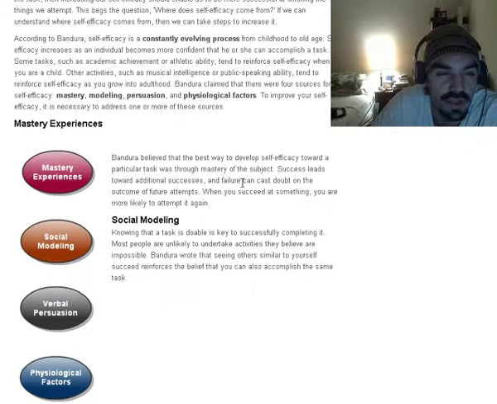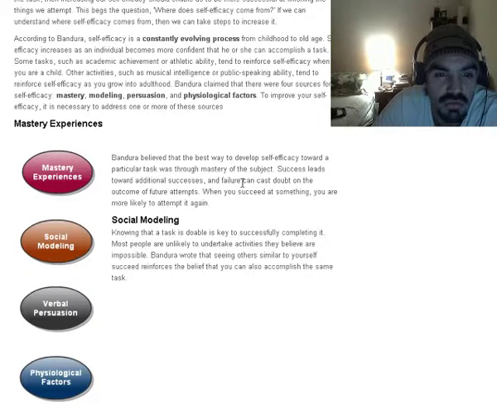According to Bandura, self-efficacy is a constantly evolving process from childhood to old age. Self-efficacy increases as an individual becomes more confident that he or she can accomplish a task. Some tasks, such as academic achievement or athletic ability, tend to reinforce self-efficacy when you are a child. Other activities, such as musical intelligence or public speaking ability, tend to reinforce self-efficacy as you grow into adulthood.